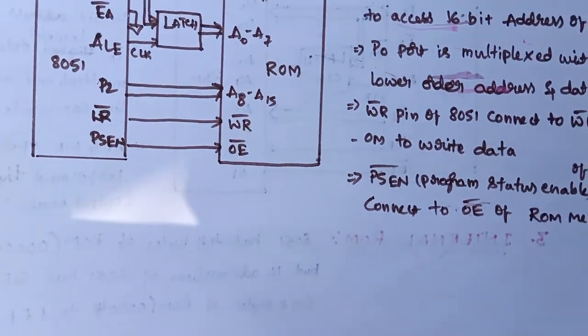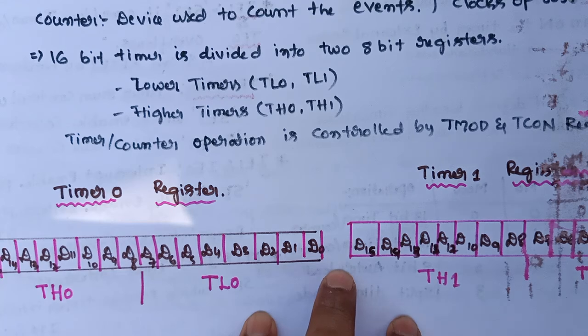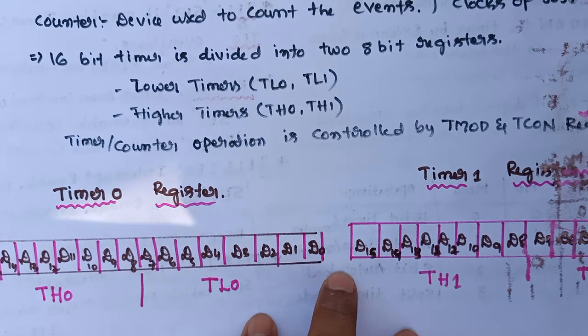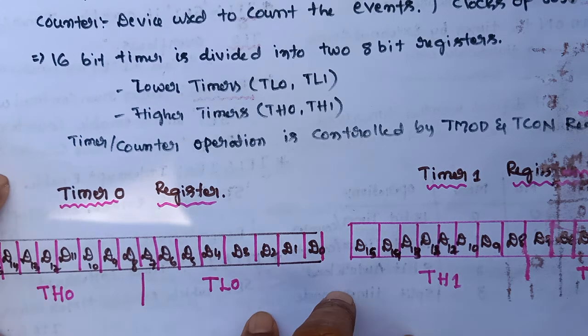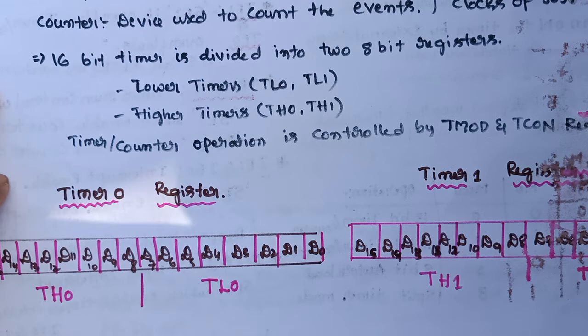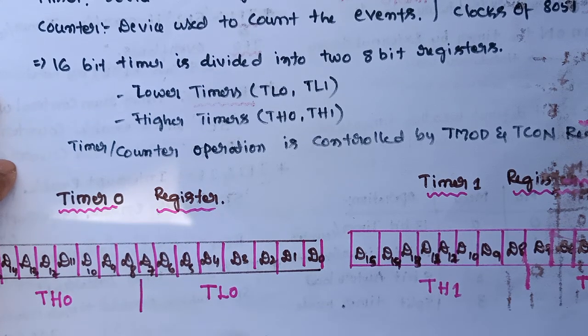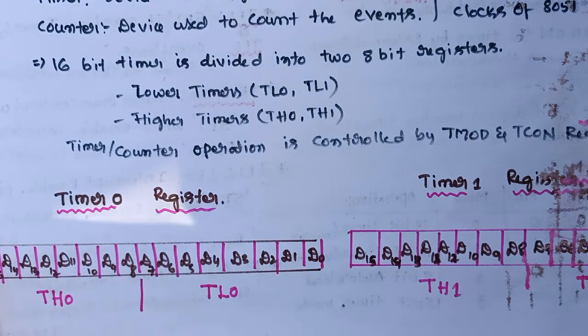So the next important concept is counters and timers. A timer is a digital device used to generate time delay. By using the timers we can generate the time delay in the 8051 microcontroller. And the counter is also a digital device used to count events.